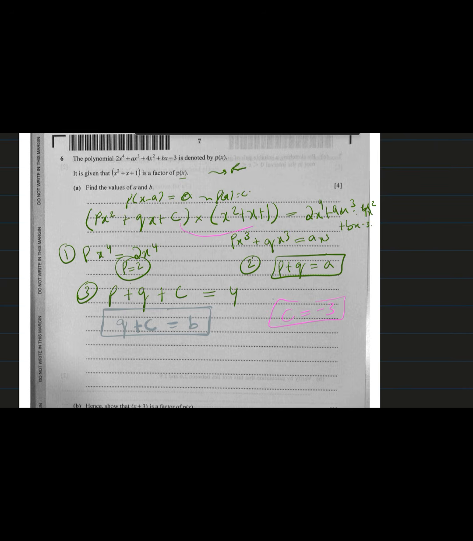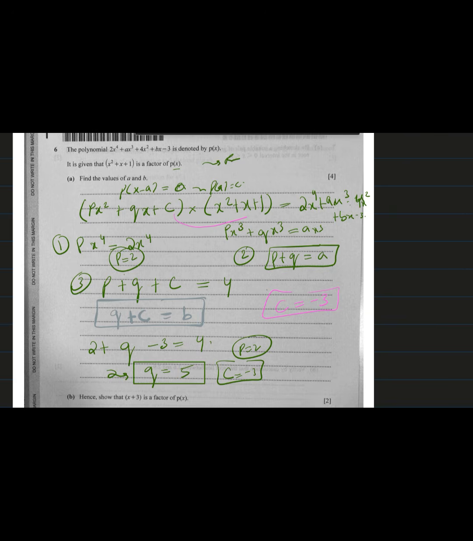p plus q will be equal to 4, and our c is equal to minus 3. So p plus q: 2 plus q minus 3 is equal to 4. So q will be equal to 4 plus 1, which is basically 5. And c is equal to minus 3, p is equal to 2. Now we can use that to find a and b.